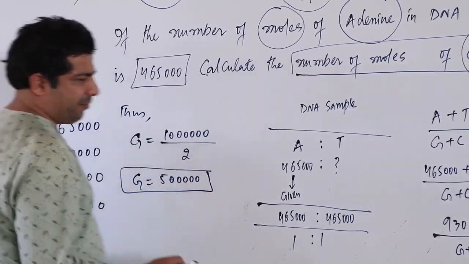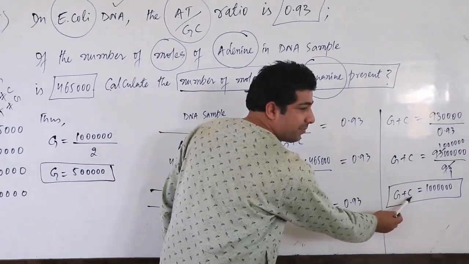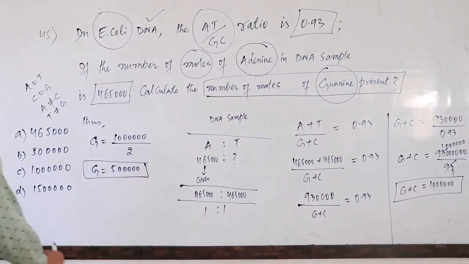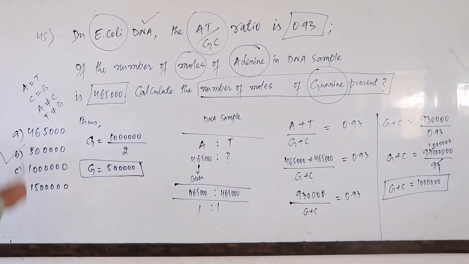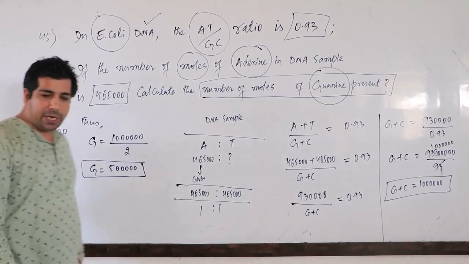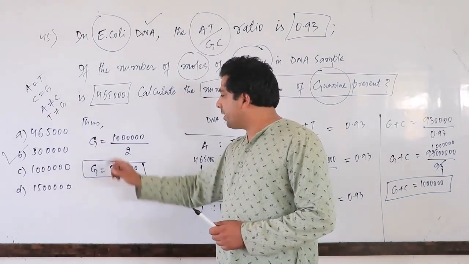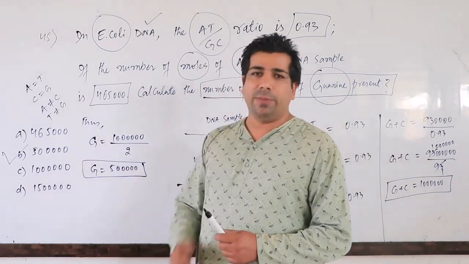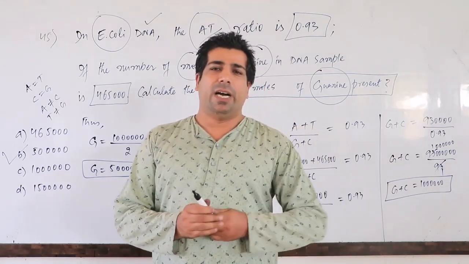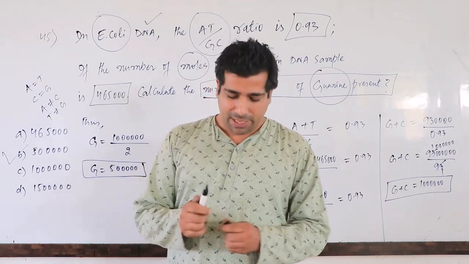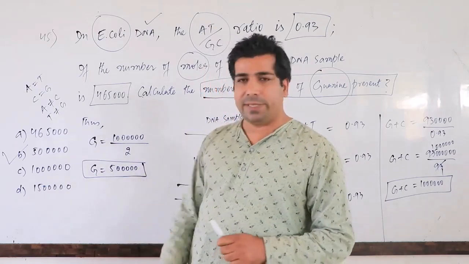So it's like this, my dear friends. This will be 5 lakh plus 5 lakh, which will give you 10 lakh. So the answer will be here. B option will be the answer. Okay, I hope you are understanding, my dear friends. 5 lakh will be the answer. Why am I saying that G will be half of 10 lakh? Because 10 lakh is actually G plus C. Correct? I hope you understood. Please make note of this.